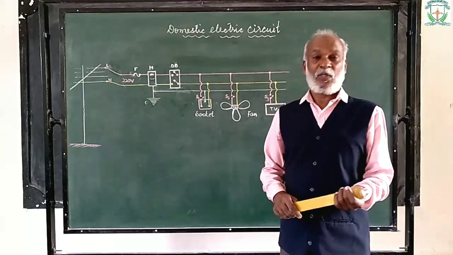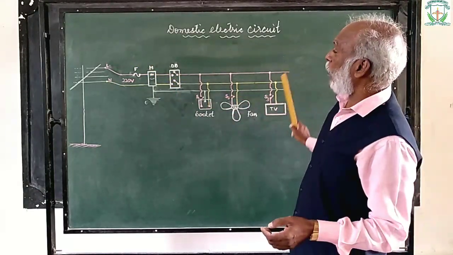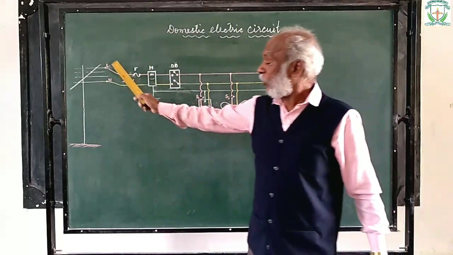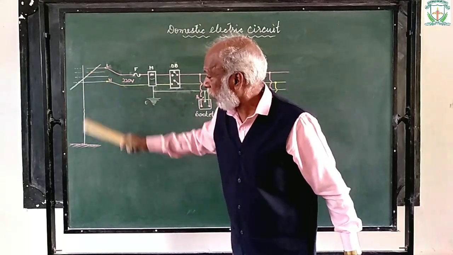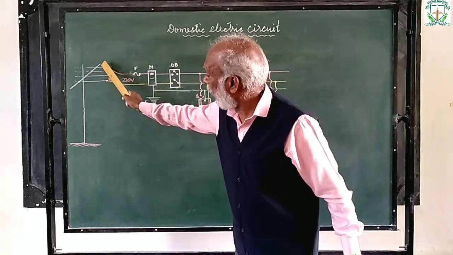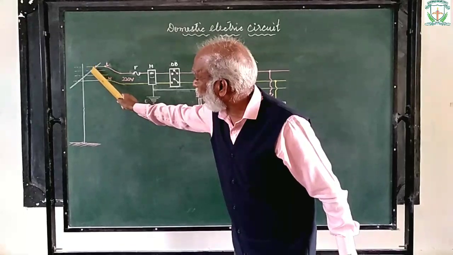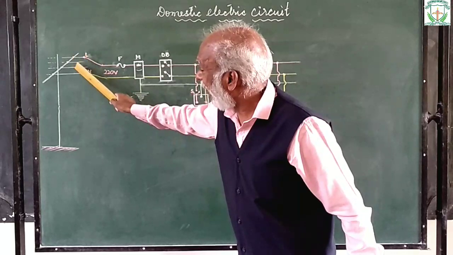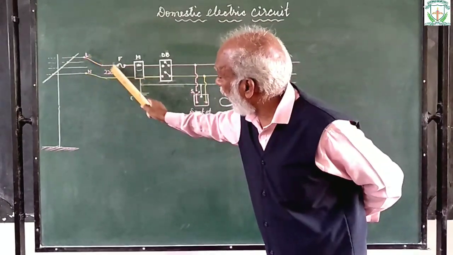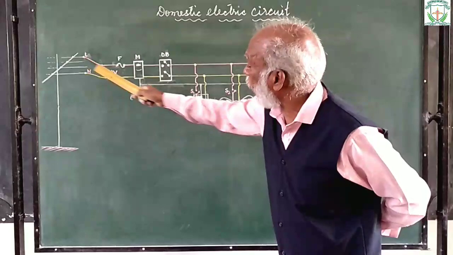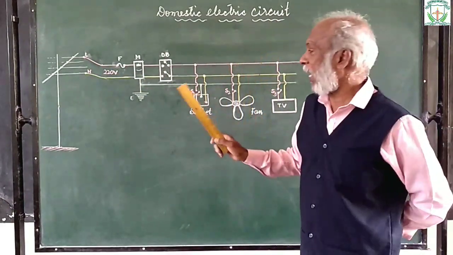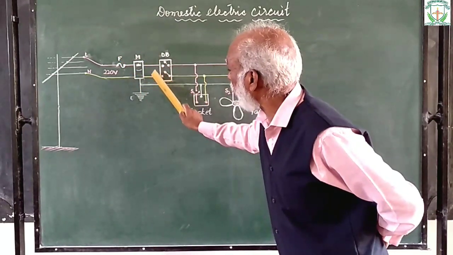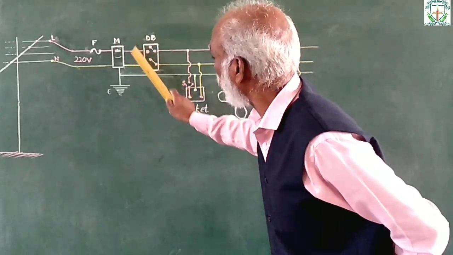Dear children, this is the schematic diagram of a domestic electric circuit. You see here is the electric pole near your house. You can see 4 wires here, 1, 2, 3, 4, and this is the neutral wire. These 3 are the live wires. One of the live wires and the neutral wire is drawn to your house. So the 2 wires come to the meter board. This is the meter board or meter box.